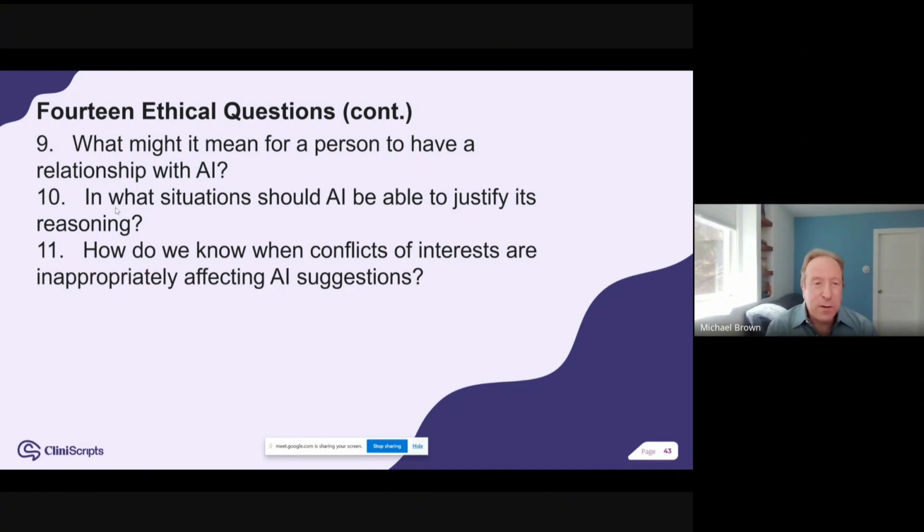How do you know when conflicts of interest are inappropriately affecting AI suggestions? Google makes suggestions because it's an advertisement model. And it's very easy to think about how someone could design an AI system to be biased in one direction or another, expressing a different value.